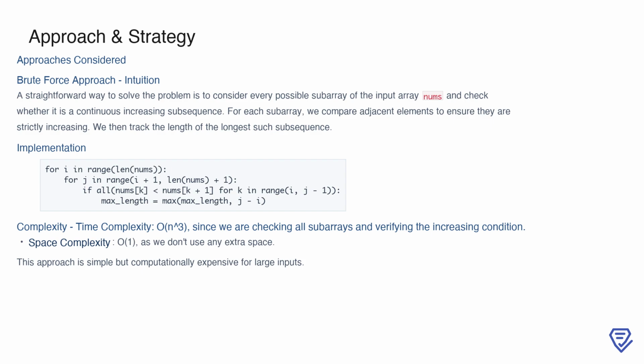Once we identify a valid subsequence, we calculate its length, and we keep track of the longest subsequence found so far. While this method is straightforward and easy to understand, its implementation involves 3 nested loops, 2 to generate all possible subarrays and 1 to verify the increasing condition. This leads to a time complexity of O(n^3), which becomes computationally expensive for large arrays. On the bright side, it has low space complexity, requiring no additional data structures. However, the high time complexity makes it impractical for larger inputs, so we need a more efficient approach.